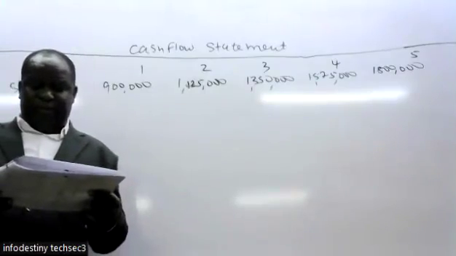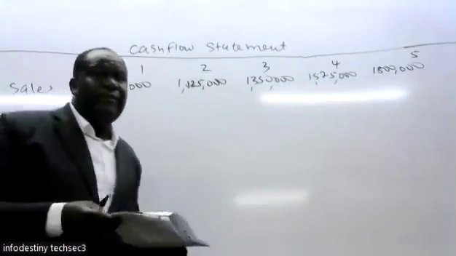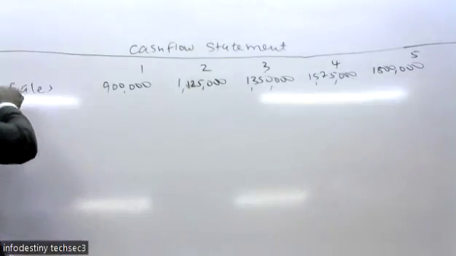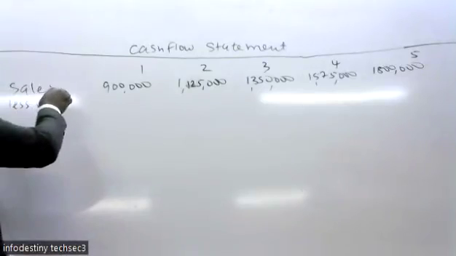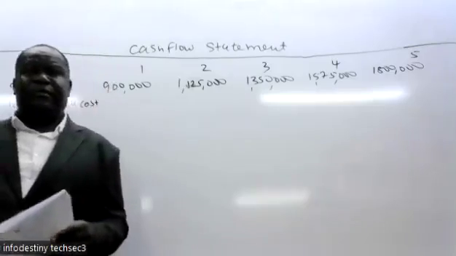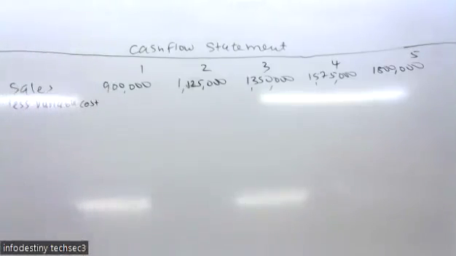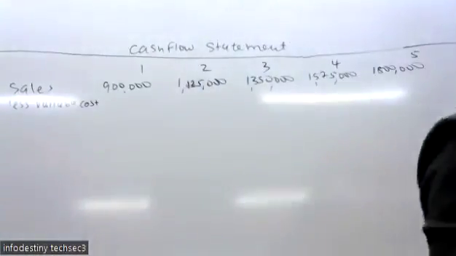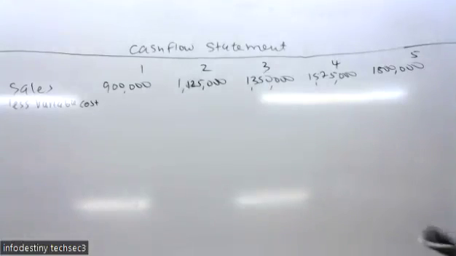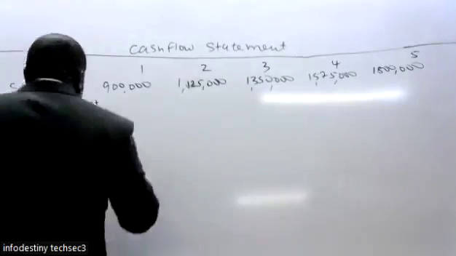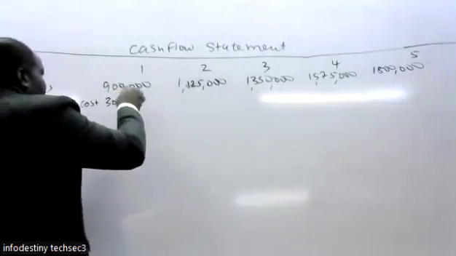Then we less the variable cost. You can see in note number one, variable cost per unit is 15. You take the same units multiplied by the variable cost per unit. Like year one, it is 20,000 multiplied by 15, which is 300,000.